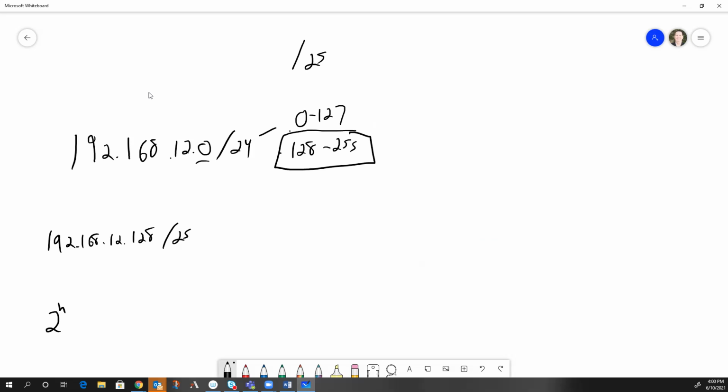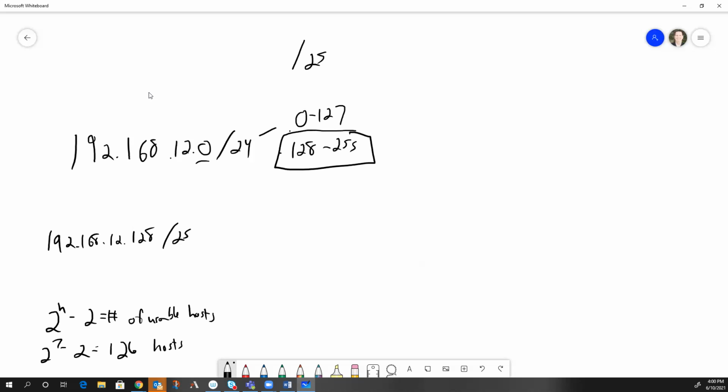The formula is 2 to the h minus 2 equals the number of usable hosts. For the /25, how many host bits are left? There's 7, because remember there's 32 total. So this would be 2 to the 7th, which is 128 minus 2, 126 usable. Yep. So borrowing 1 bit, I get 2 networks of 126 hosts.